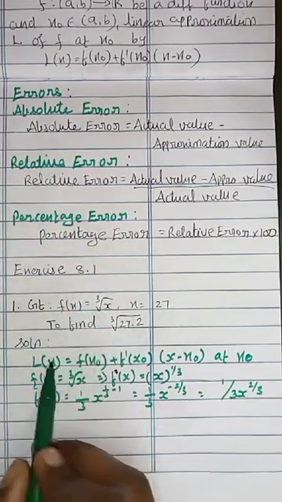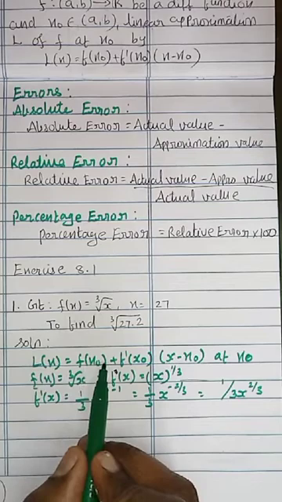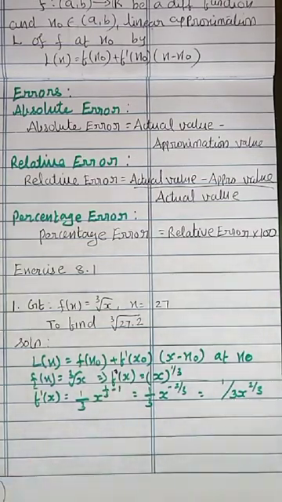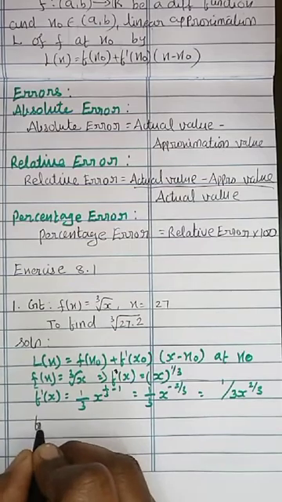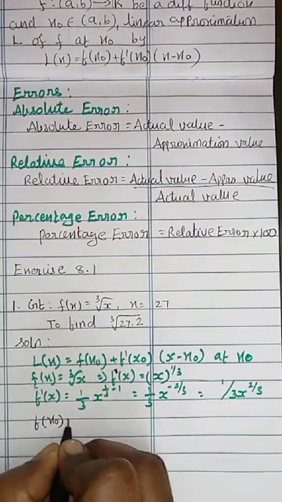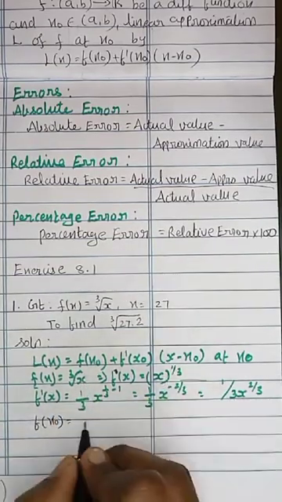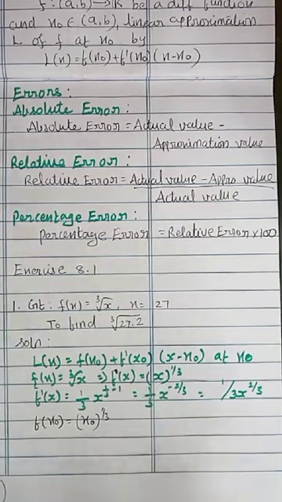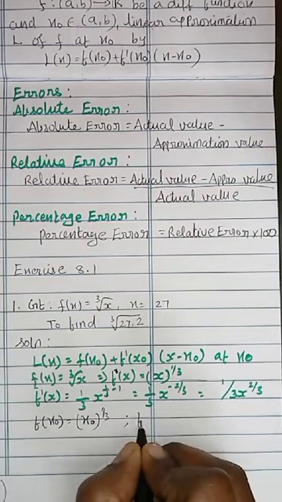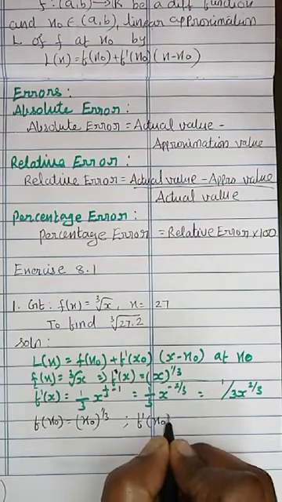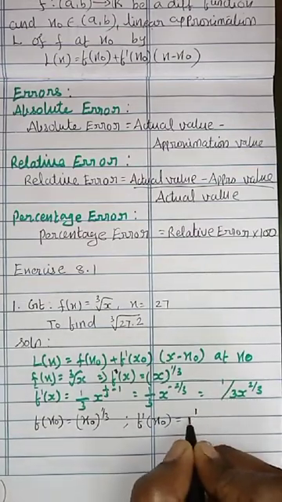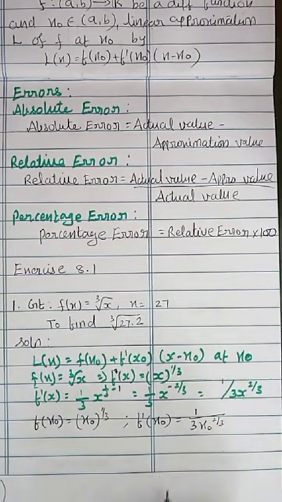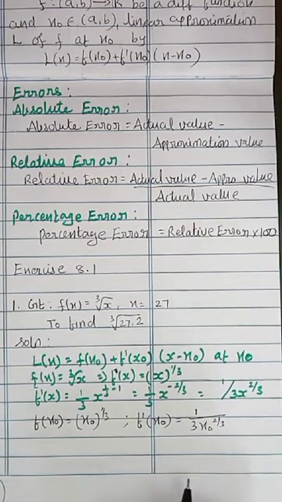But in the formula, we want f of x naught and f dash of x naught. Correct? So here you can write f of x naught equal to x naught power 1 by 3. Just instead of x, we are substituting x naught. That's all. Similarly, f dash of x naught equal to 1 by 3 x naught power 2 by 3. Is that clear? Okay.